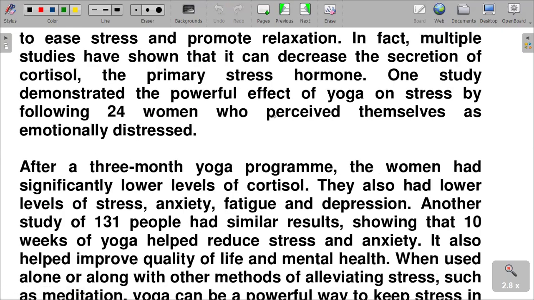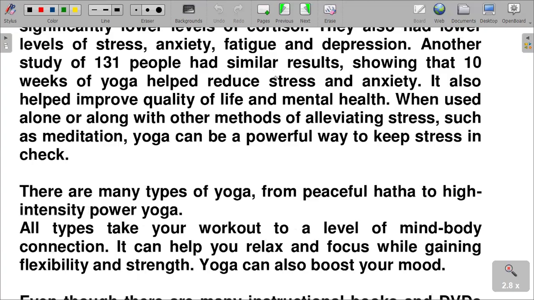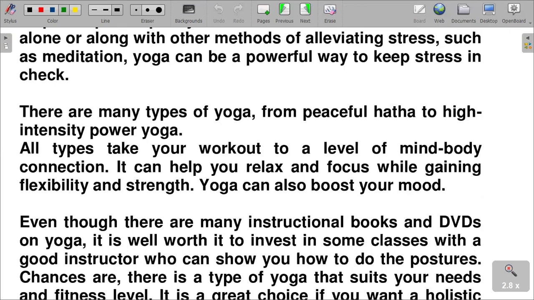So after a 3 months yoga program, the women had significantly lower levels of cortisol. They also had lower levels of stress, anxiety, fatigue, and depression. Another study of 131 people had similar results, showing that 10 weeks of yoga helped reduce stress and anxiety. It also helped improve quality of life and mental health when used alone or along with other methods of alleviating stress. Like meditation, yoga can be a powerful way to keep stress in check. There are many types of yoga, from peaceful hatha to high intensity power yoga. All types take your workout to a level of mind-body connection. It can help you relax and focus while gaining flexibility and strength. So yoga can also boost your mood.